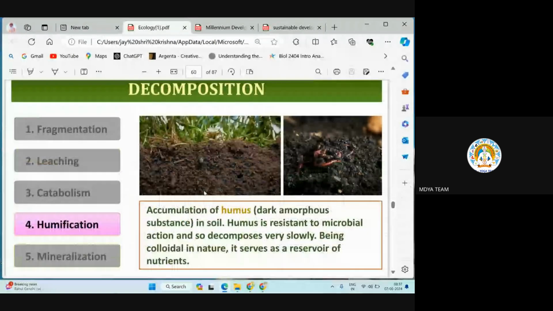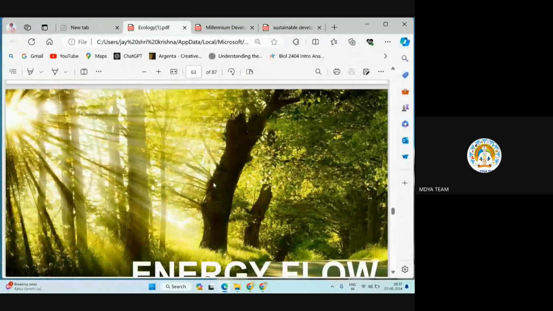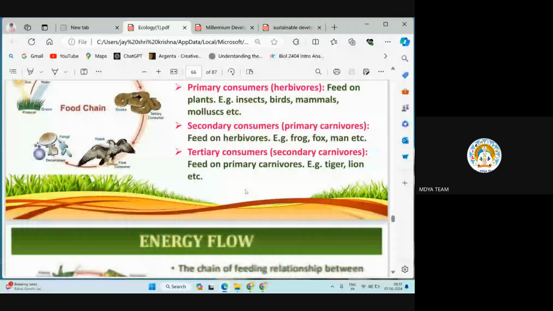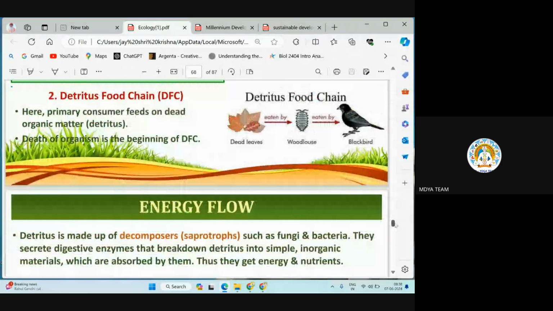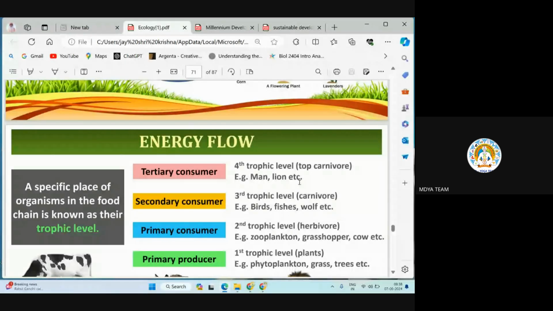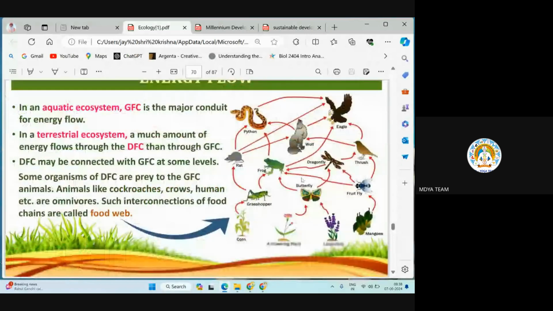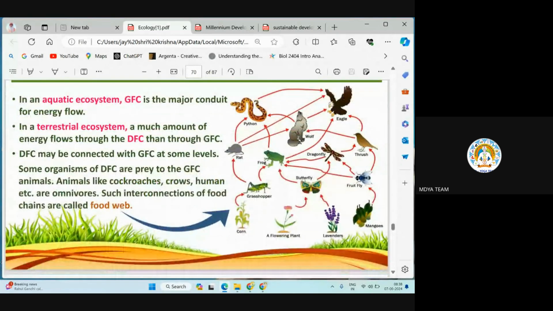Okay, this we completed, and energy flow, and we already completed the food chain. Now, the food chain is not always a single food chain.